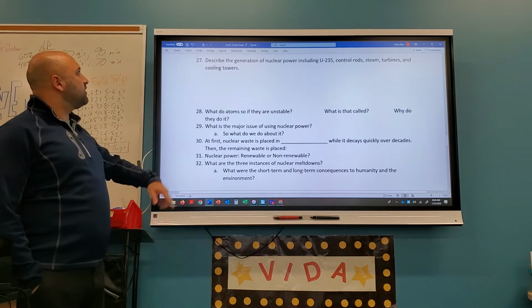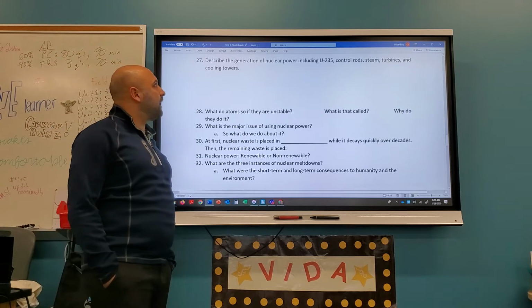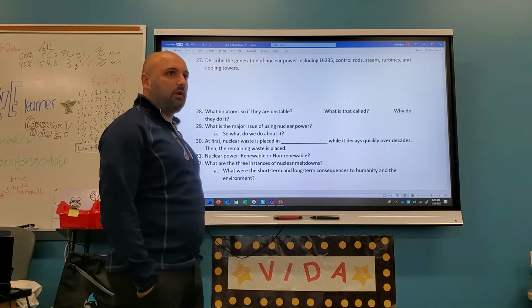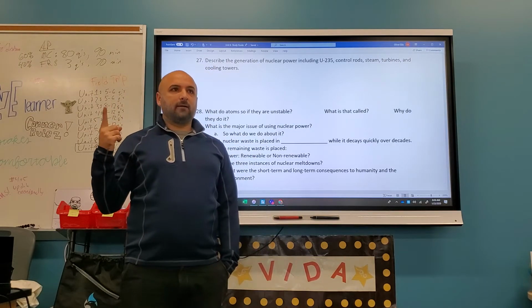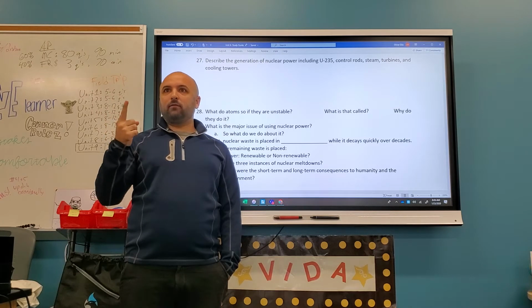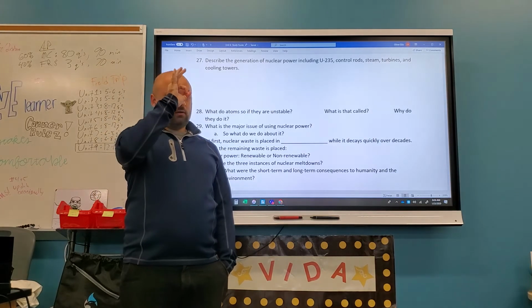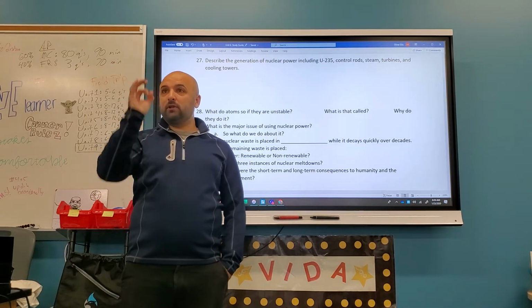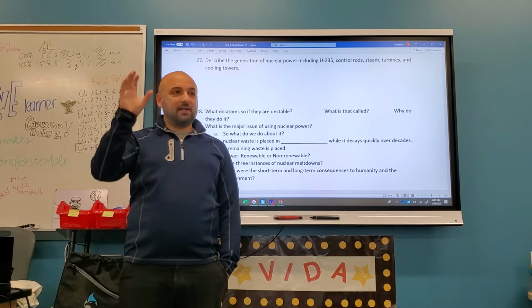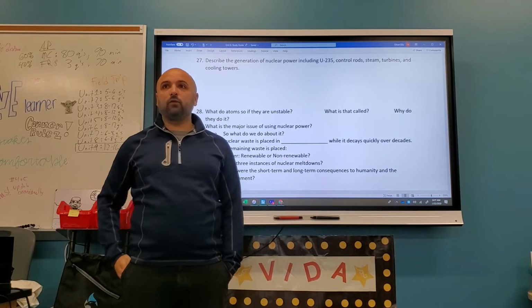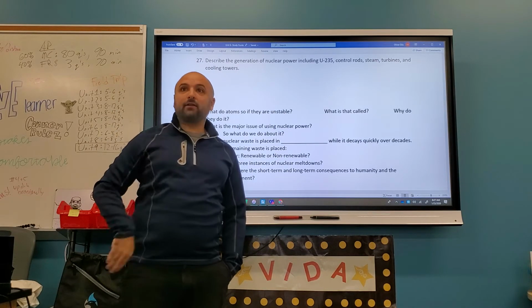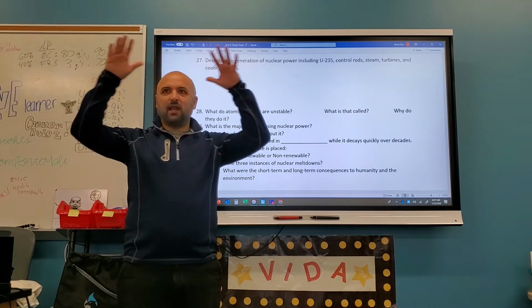Now, describe the generation of nuclear power using uranium-235, control rods, steam turbines, and cooling towers. How do we generate nuclear power? Starting with what? Uranium-235. We mine them and put them into little pellets and then put them inside fuel rods. And then where do we put those fuel rods? In the nuclear reactor, right? In the containment structure.